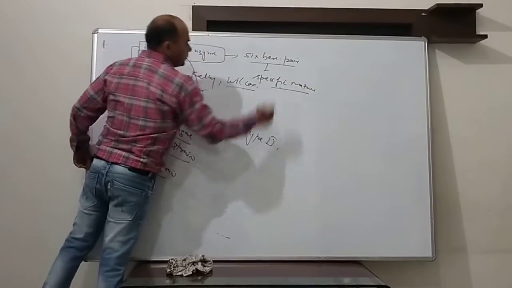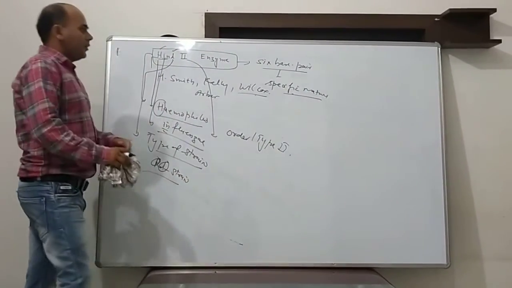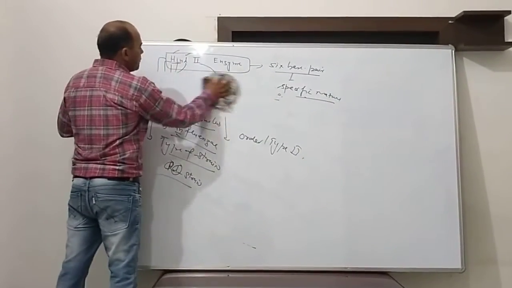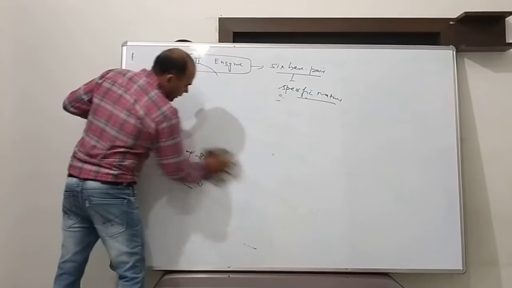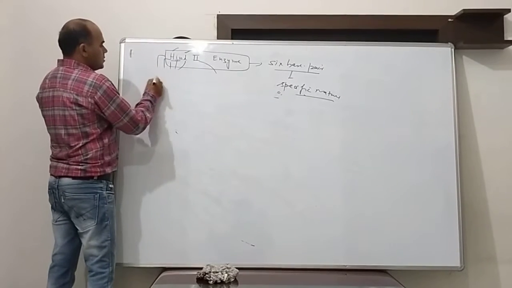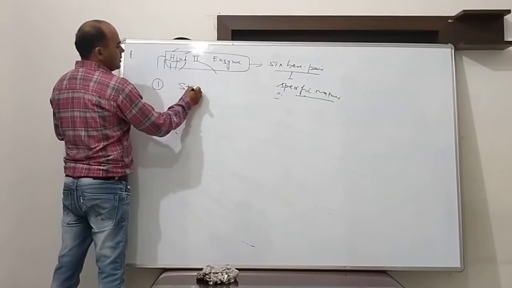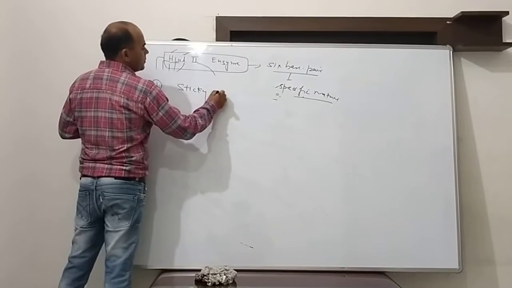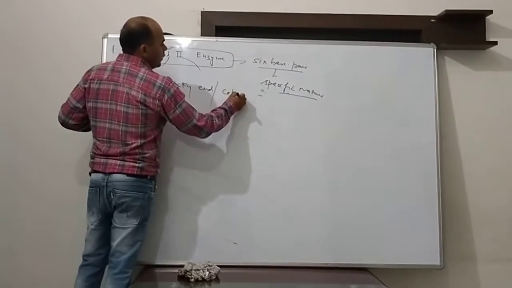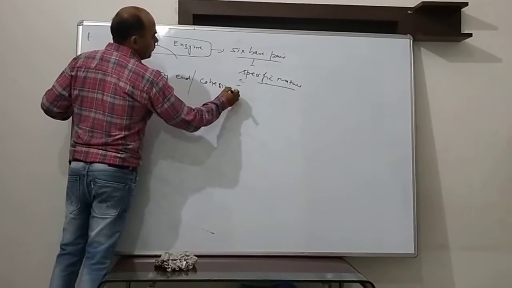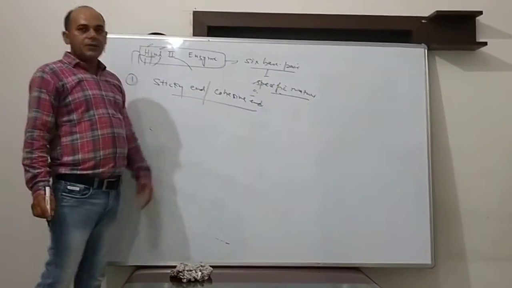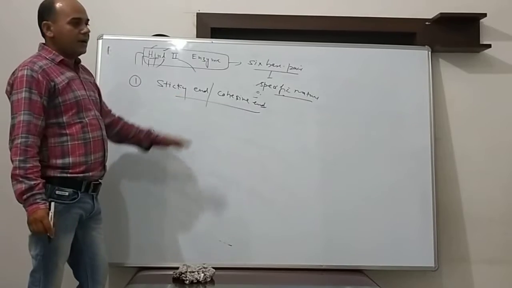On the basis of cutting, two kinds of ends are produced. How can they be made by the cut? Two types of ends are produced by the RE. Number one, sticky ends. This is also called cohesive end. Very important question: what is another name of sticky end? Cohesive end. Sometimes these are called hanging ends.